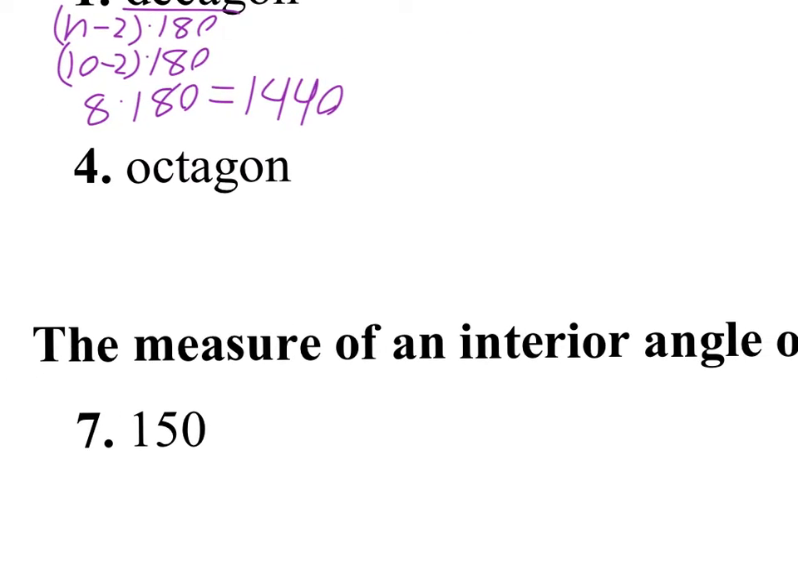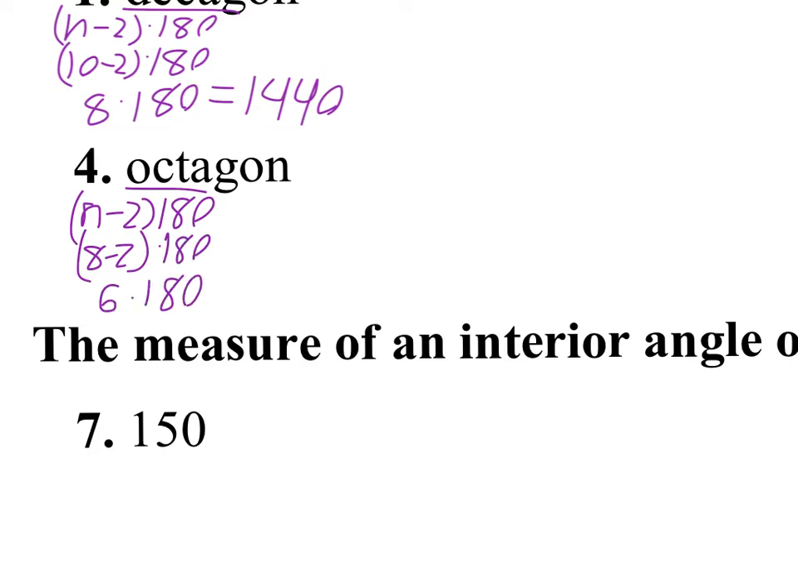Number 4, an octagon. Octa is 8. N minus 2 times 180. 8 minus 2 times 180. 6 times 180 equals 1,080.